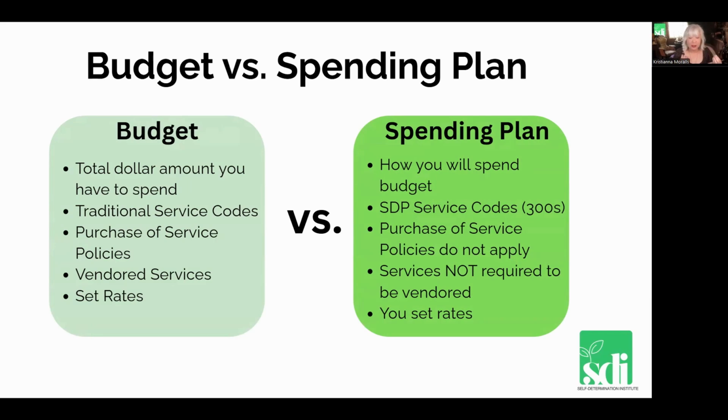The budget, which if you're here, hopefully you've already been talking about with your regional center. You may already have one in place. That's the total dollar amount you have to spend. And those are based on traditional service codes. So remember, these are the ones that, had you stayed in the traditional system, this is what they would have spent on you. And they certify that when they sign your budget, when you agree to a budget.